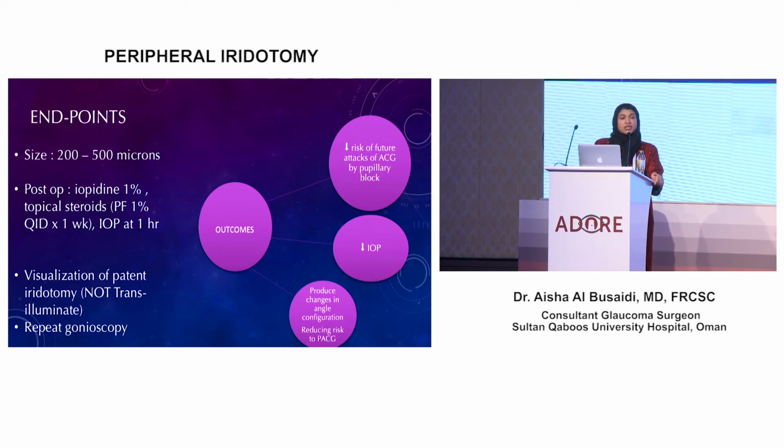So the outcomes you'd expect: you decrease the risk of future attacks of angle closure by pupillary block. You decrease the IOP, especially in patients that don't have optic nerve damage or a significant PAS. You'd also produce changes in the angle configuration, reducing the risk of primary angle closure glaucoma.